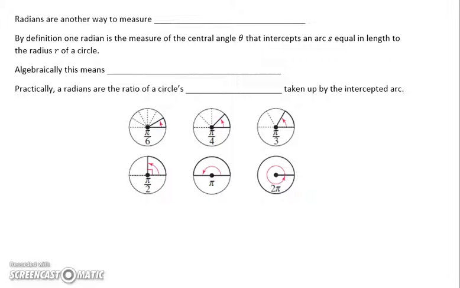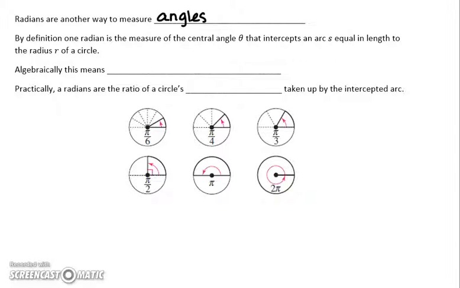So the new stuff that we might not have seen before is this thing called a radian. And a radian is just another way to measure angles. So just like we have degrees Fahrenheit, degrees Celsius, Kelvin, those are all different ways to measure temperature. We have radians as another way to measure angles.